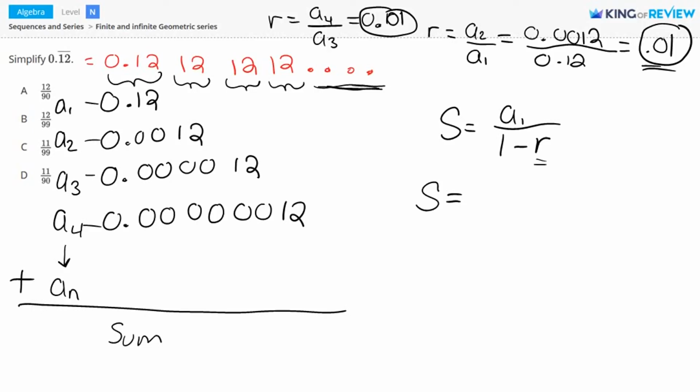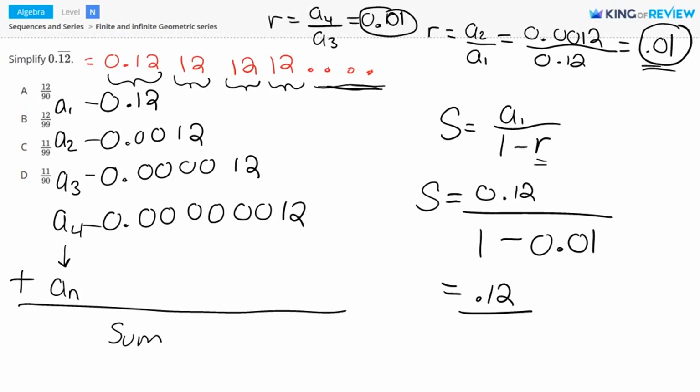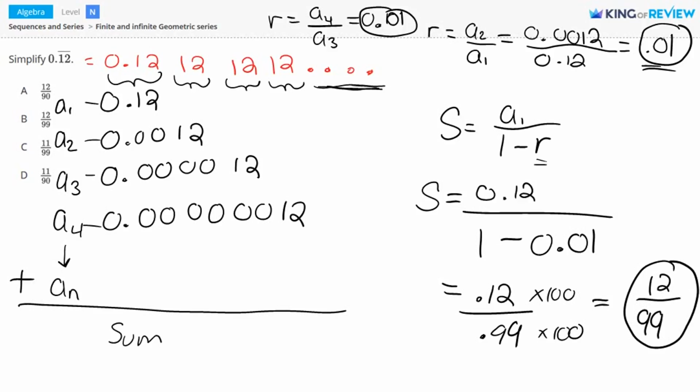The sum equals A1, which is the first term, 0.12, divided by 1 minus the common ratio, which is 0.01. This equals 0.12 divided by 0.99. And to get rid of these decimals, I'm going to multiply the top and the bottom by 100. And this will give us 12 over 99. So this repeating decimal can be simplified to 12 over 99, which is letter B.